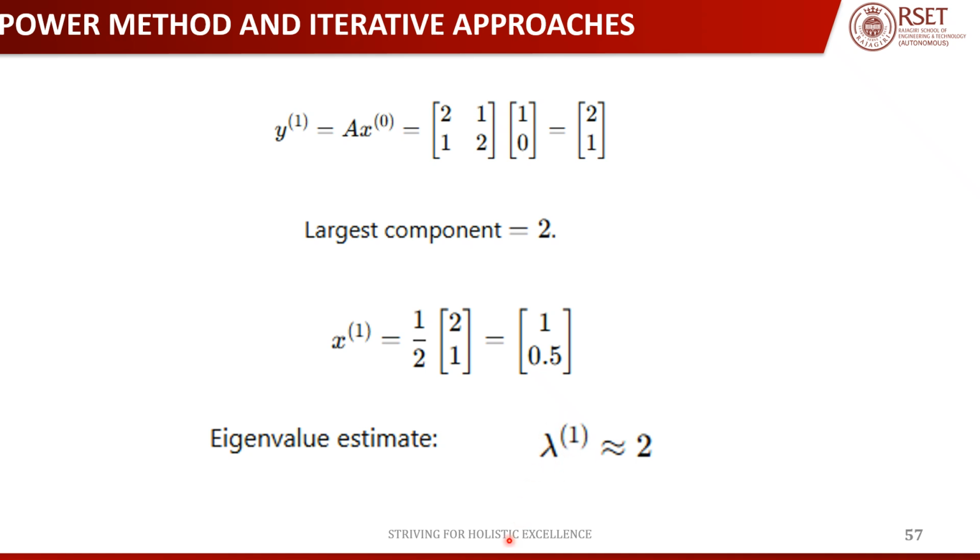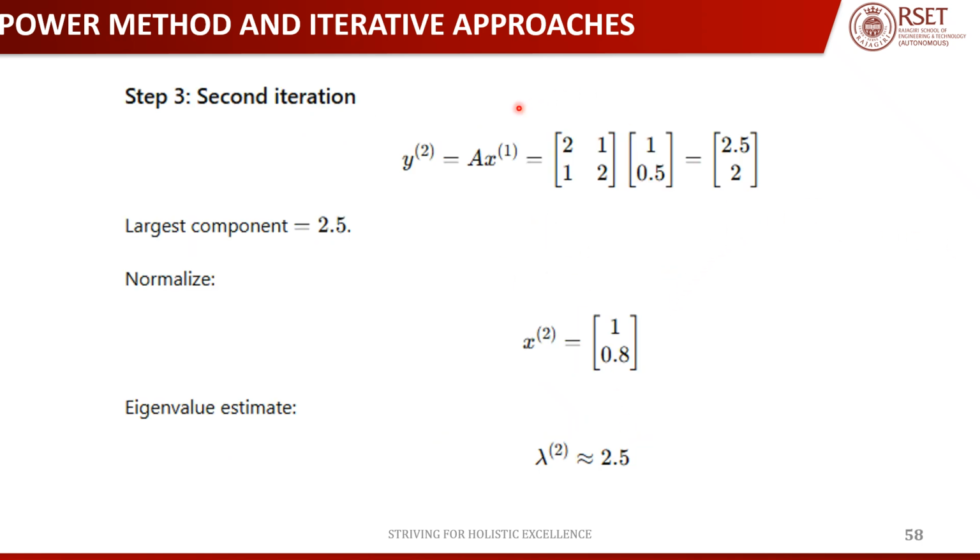So let us call lambda 1 approximately equal to the largest component, 2. Okay, now we have y2. How do we find y2? It's A x1. Like in the last step, we got x1, that is 1, 0.5. We'll just multiply them to get y2. It is 2.5 and 2.